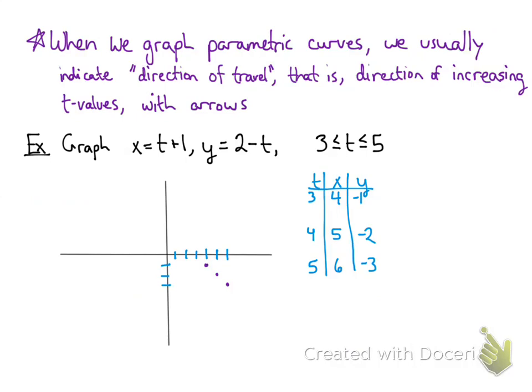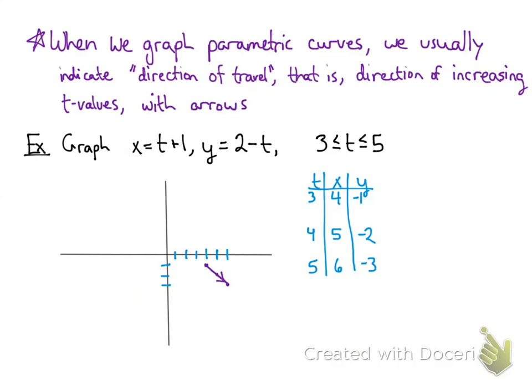And that's the end. So the path goes from 4, negative 1, through 5, negative 2, and stops at 6, negative 3. As t increases, I'm moving from 4, negative 1 down and to the right. So I indicate that direction with an arrow. And then just some vocabulary, so that's the graph.